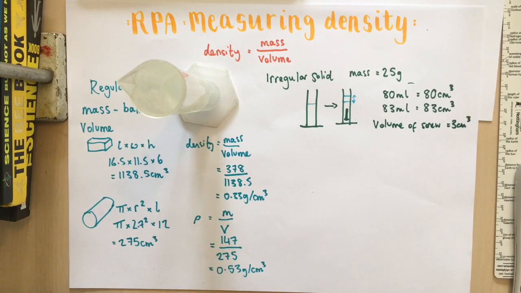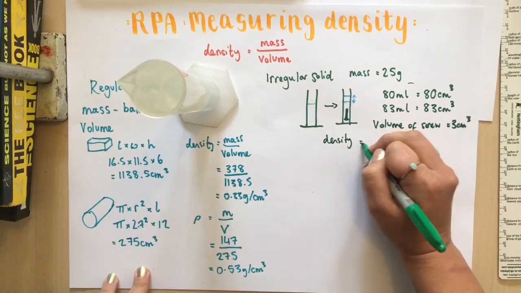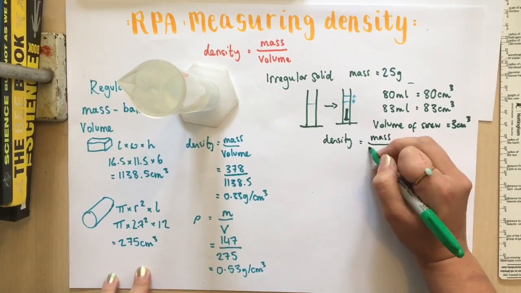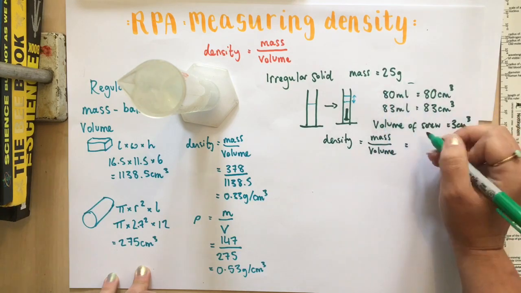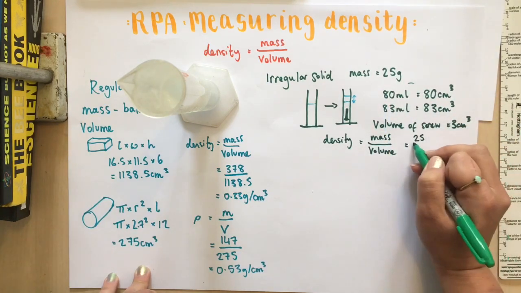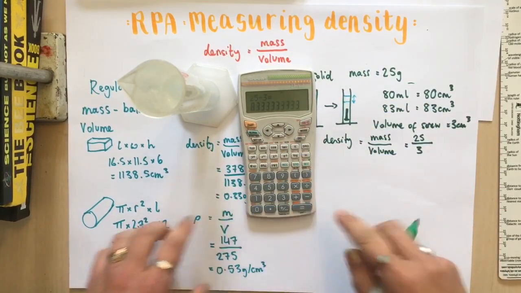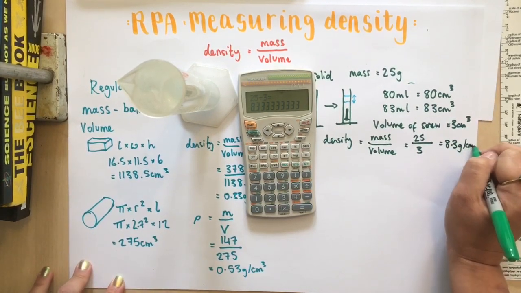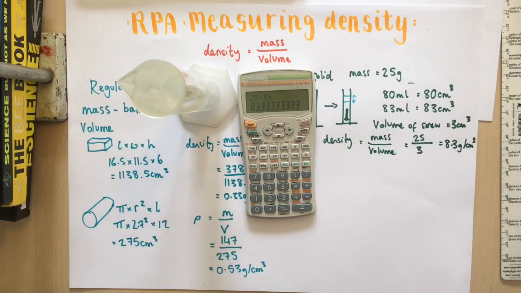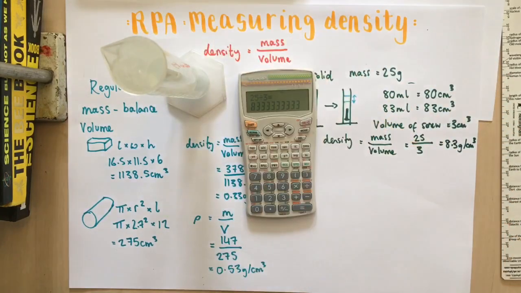Okay, now if we work out the density, which is mass divided by volume, so we've got the mass is 25 and the volume is 3. So 25 divided by 3 gives us 8.3 grams per centimetre cubed. So this screw that's now in our measuring cylinder is made of steel.